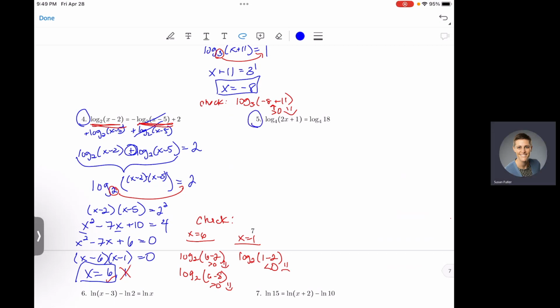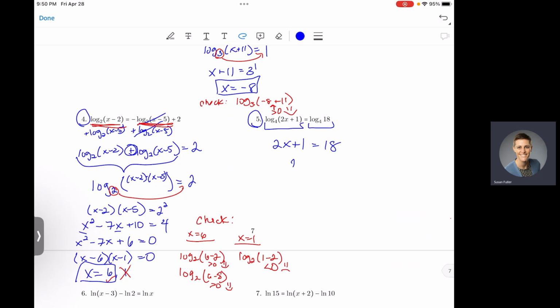How about number 5 here? If I want to solve this one, this is actually case 2 now. I've got one log on either side of this equation. I've got log base 4 of thing 1 equaling log base 4 of thing 2. The only way for those two things to be equal is if thing 1 is equal to thing 2. So we can just logic out that what the things inside the logs have to be equal. We'll set them equal and solve.